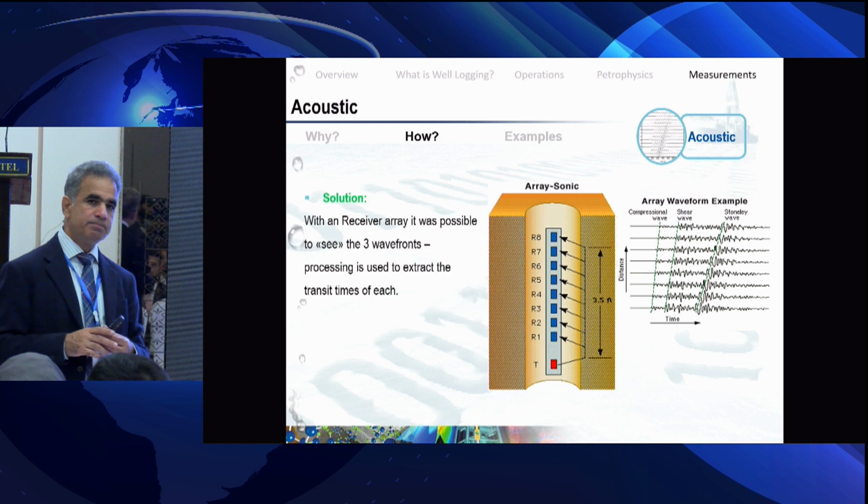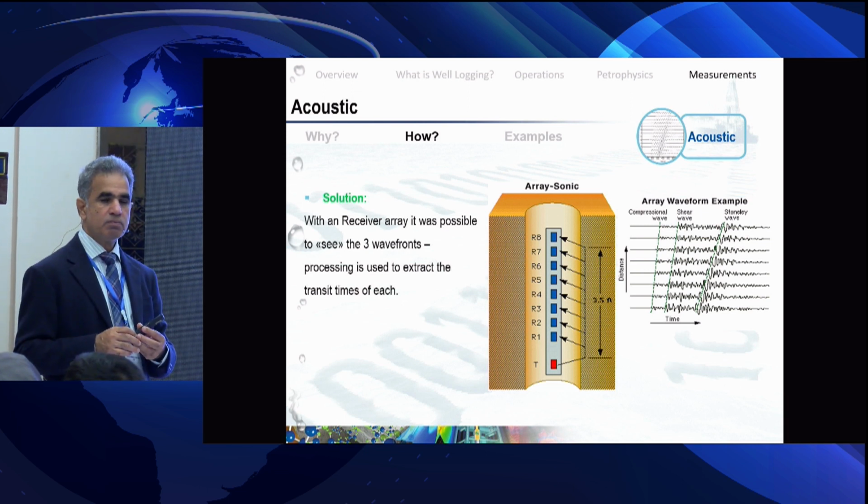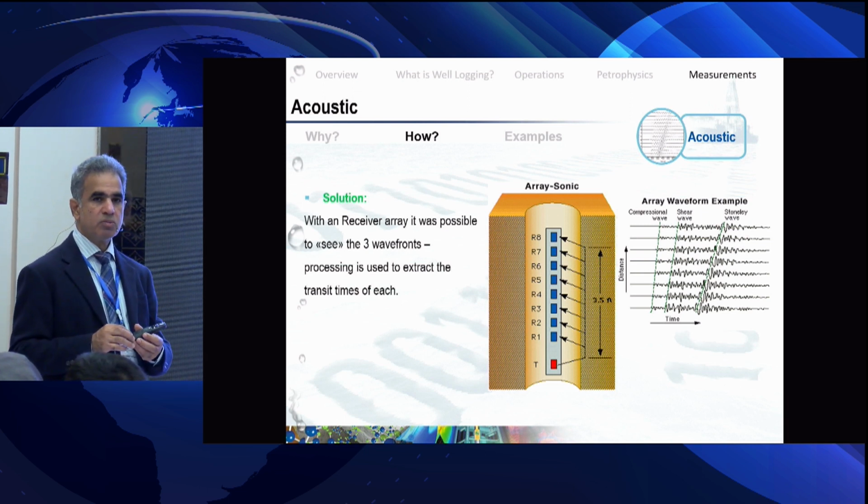Okay, sir, in deviated and horizontal wells, I think we cannot use wireline logs. So what kind of logs would we use in those wells?